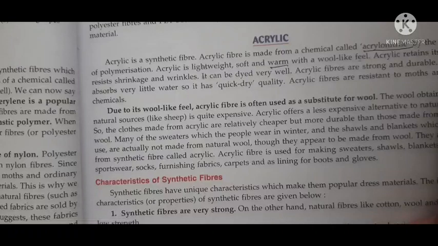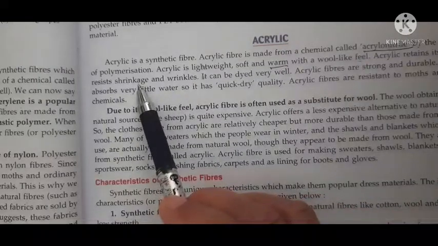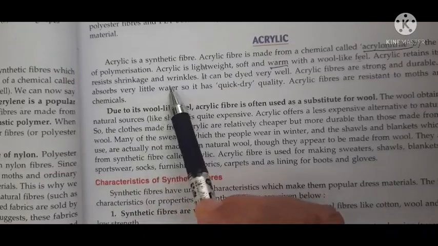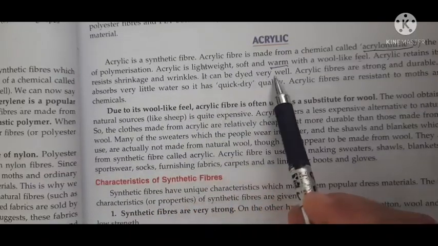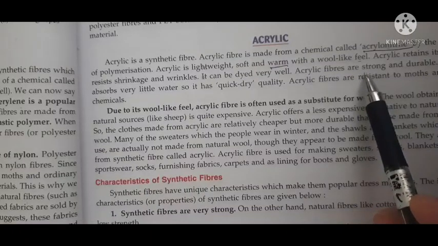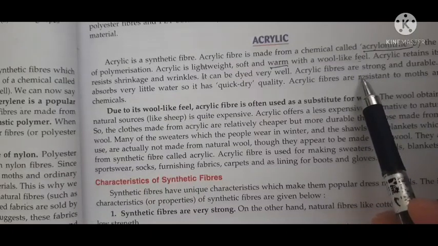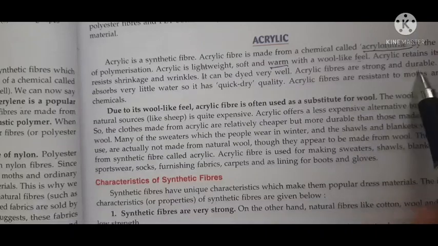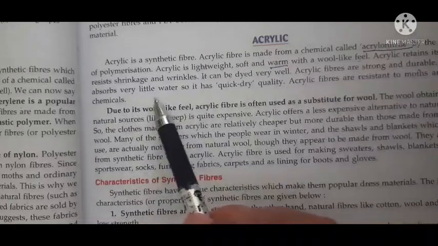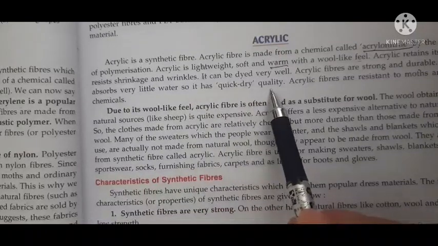Acrylic retains its shape and resists shrinkage. I told you it will have the properties of synthetic fiber. It is wrinkle free, okay, and it can be dyed very well. Acrylic fibers are strong. You know that synthetic fibers are strong. It's durable. This is also a property of synthetic fiber. Acrylic absorbs very little water, so it has a quick dry quality.